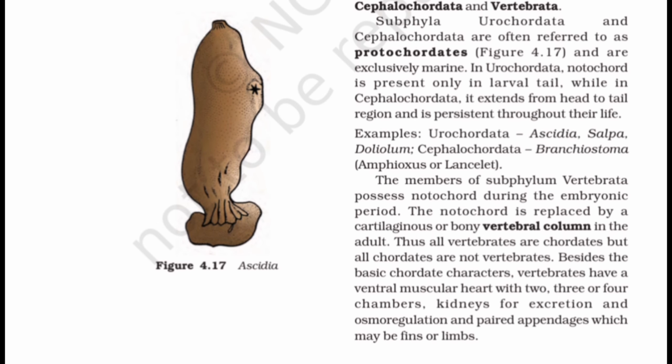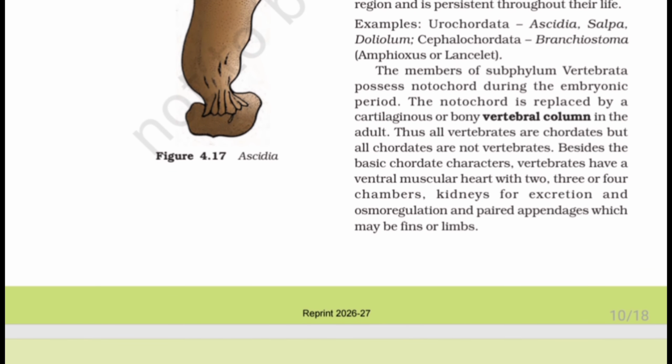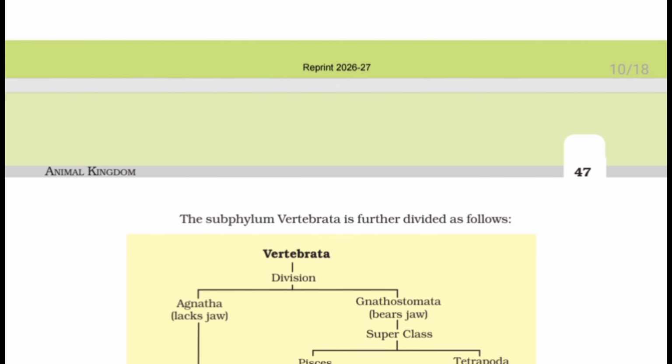The members of subphylum Vertebrata possess notochord during the embryonic period. The notochord is replaced by a cartilaginous or bony vertebral column in the adult. Thus, all vertebrates are chordates, but all chordates are not vertebrates. Besides the basic chordate characters, vertebrates have a ventral muscular heart with 2, 3, or 4 chambers, kidney for excretion and osmoregulation, and paired appendages which may be fins or limbs.